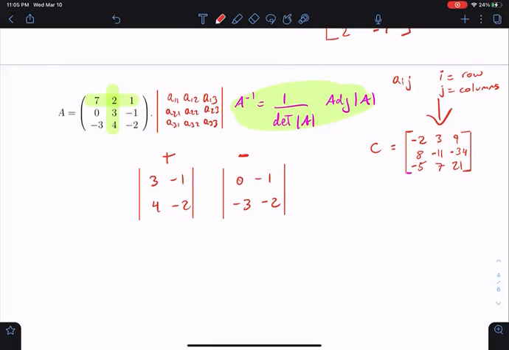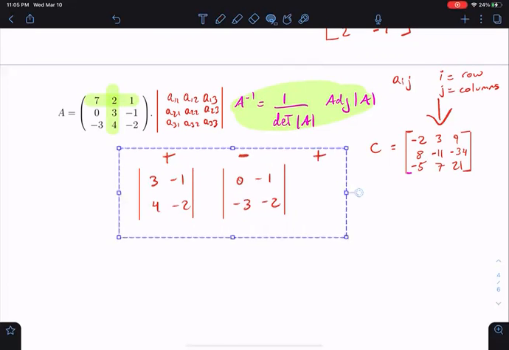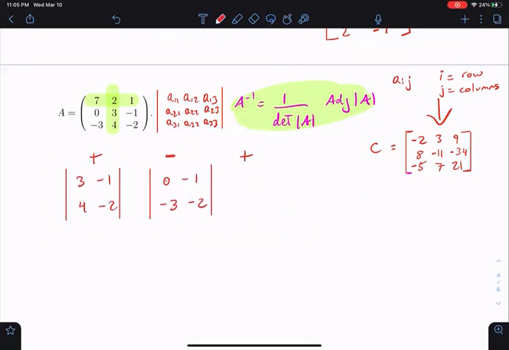Okay. So we're doing the cofactor of 2. We already did it, so this is plus. Let me move this here. And then we have to do this one, right? What is the cofactor of 1? It is 0, 3, -3, and 4.